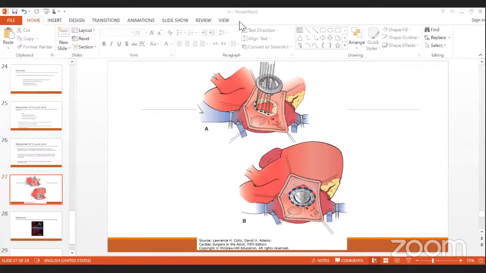This is one of the causes that can happen, and also because of the lead. Sometimes when you are placing a pacing lead, you cause acute perforation of the leaflet, acute TR that needs to be intervened on. Yeah.